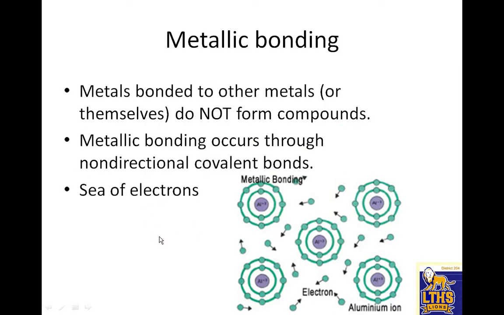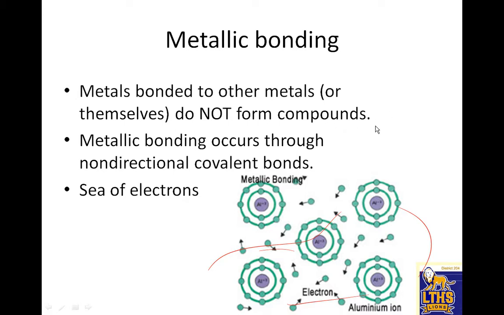Okay, so what holds them together? Well, here's our model for metallic bonding. Okay, so this is aluminum. You can see aluminum there with its core electrons. What aluminum does is all the atoms in aluminum lose their outer electrons, but they don't lose them to a non-metal. They lose them and then they can share all around everywhere. So they don't form compounds when they bond. It's just aluminums bonded to other aluminums.